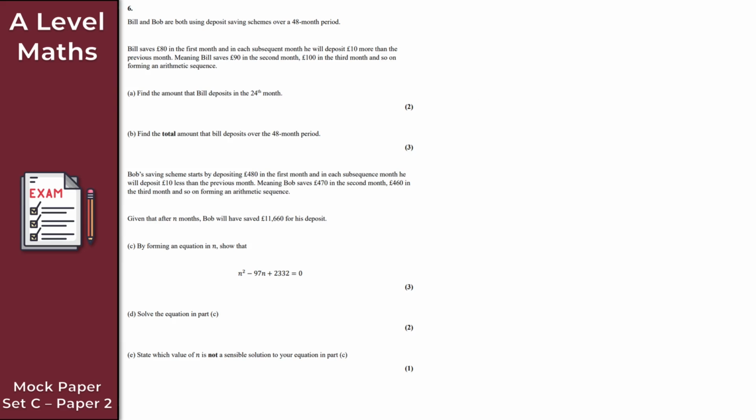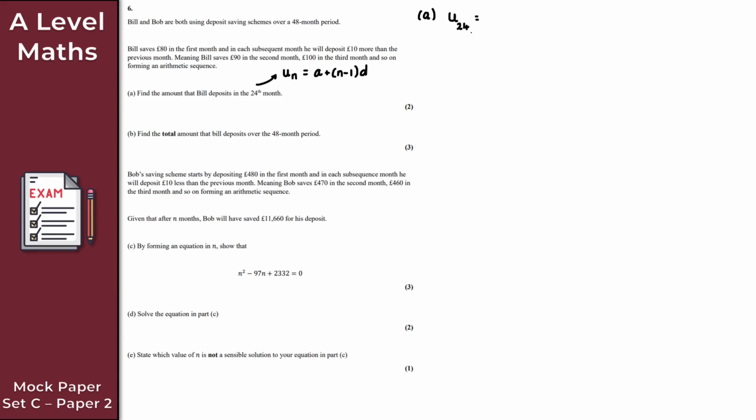So for the first part of this question, part A, what do we want to do here? We want to find the amount that Bill deposits in the 24th month. So all we're looking for is just the 24th term in this arithmetic sequence. So this here would be U24. All we need to do is use the formula for the nth term of an arithmetic sequence, right? Let's just make a note. So Un is equal to a plus n minus 1 times d.